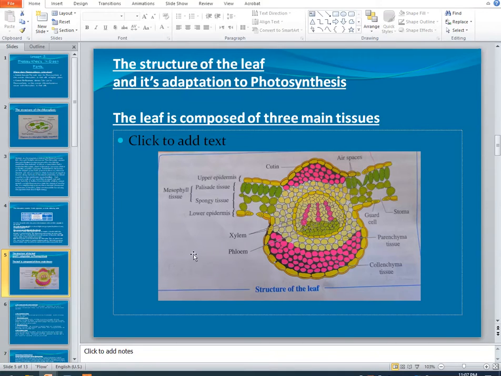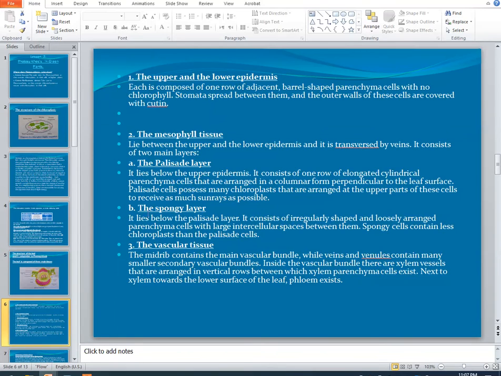The leaf is composed of three main tissues: number one, the upper and the lower epidermis, the mesophyll tissue, and the vascular tissue. The upper and the lower epidermis, each is composed of one row of adjacent parallel-shaped parenchyma cells with no chlorophyll. Stomata are also spread between them, and the outer walls of these cells are covered with cutin.